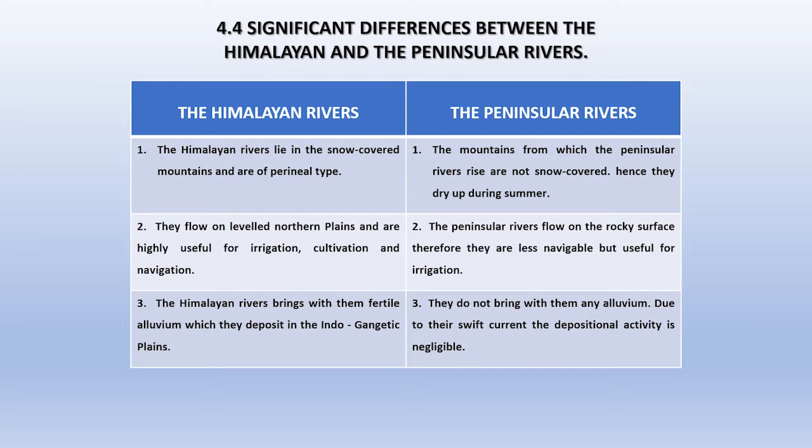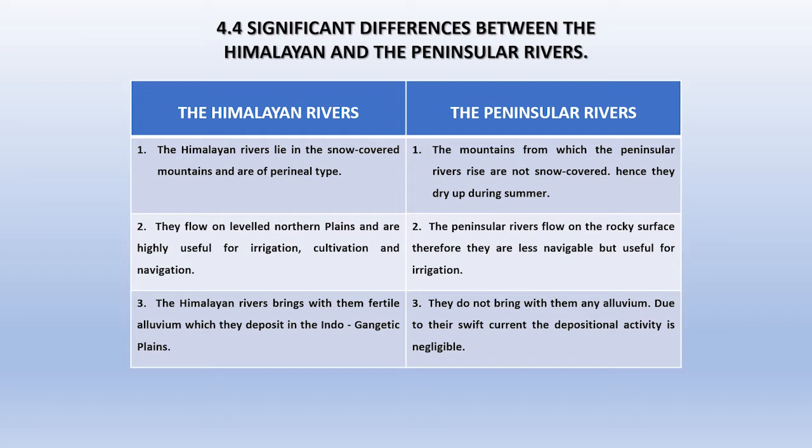The Himalayan rivers lie in the snow-covered mountains and are of perennial type. The peninsular rivers: the mountains from which the peninsular rivers rise are not snow-covered, hence they dry up during summer. The Himalayan rivers flow on leveled northern plains and are highly useful for irrigation, cultivation and navigation. The peninsular rivers flow on the rocky surface, therefore they are less navigable but useful for irrigation.